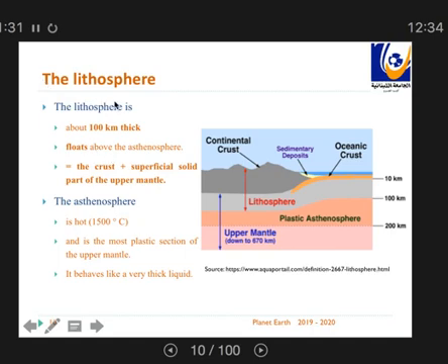Now concerning the lithosphere, the term lithosphere we will use a lot, especially when we talk about the tectonic plates. We will say that they are plates of lithosphere. There is a difference between the lithosphere and the crust. The lithosphere is approximately 100 kilometers thick. It floats above the asthenosphere. It is composed of the crust and a superficial solid part of the upper mantle. Here you can see the lithosphere.